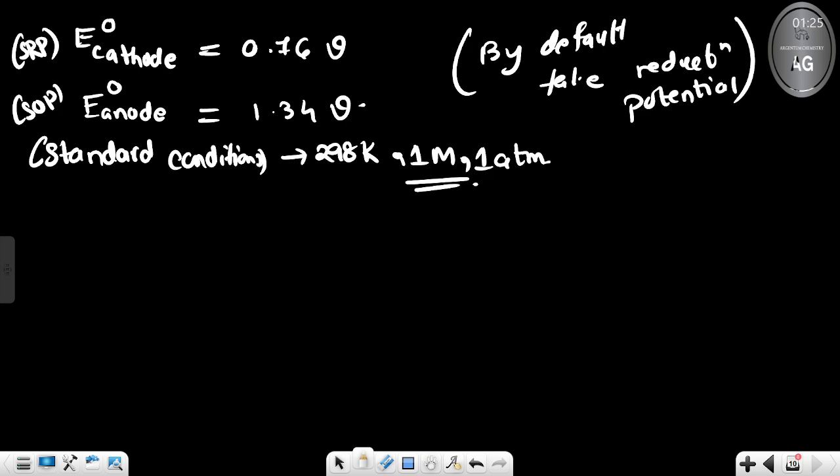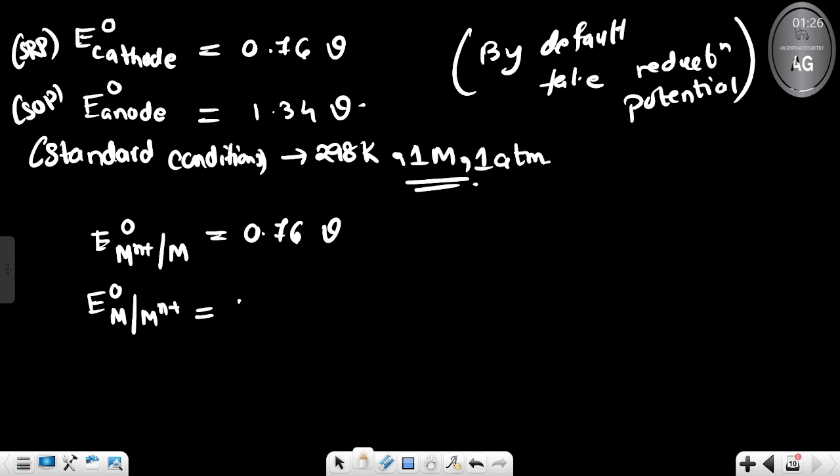Now if it is given this way, then confusion can arise whether to take reduction or oxidation, but you have to take reduction. Another way of giving is that they can give it in this way: E0 of Mn plus 2M equal to 0.76 volt, and they can give E0 M to Mn plus 1.34 volt. Clear? So this you can see and this you can see.